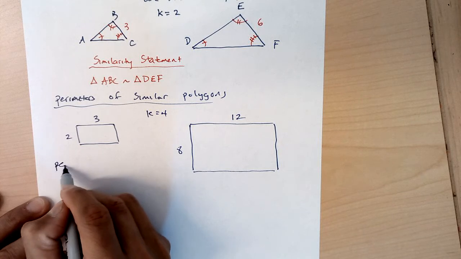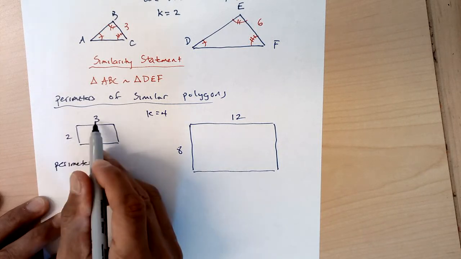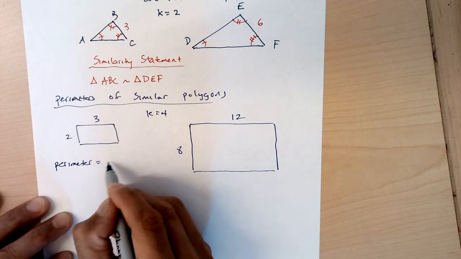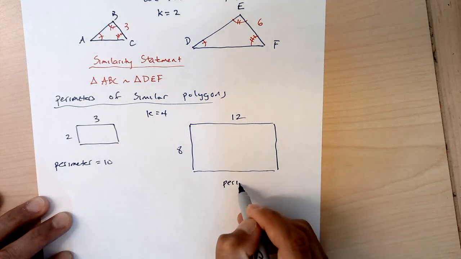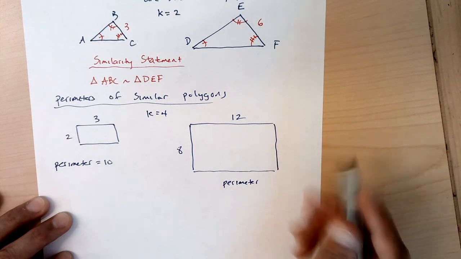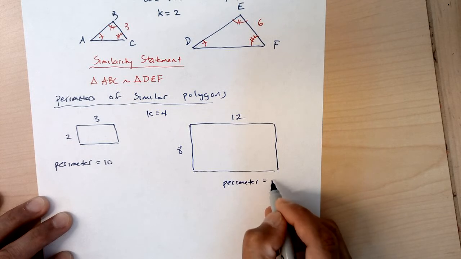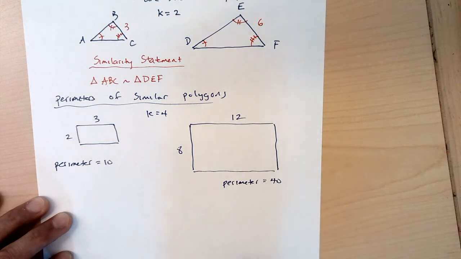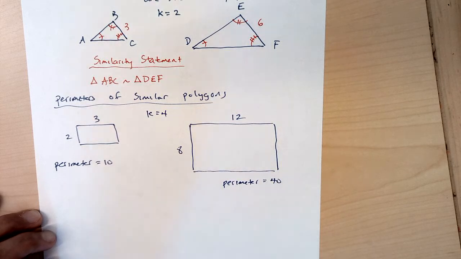So we could figure out the perimeter fairly easily of the smaller rectangle: 2 plus 3 is 5, and then times 2, so the perimeter would be 10. The perimeter of the larger rectangle: 8 plus 12 is 20, and then times 2 because this side would be 8, this side would be 12. The perimeter is 40. And see how the perimeter of the enlargement or the image compares to the pre-image. The perimeter is 4 times as much.